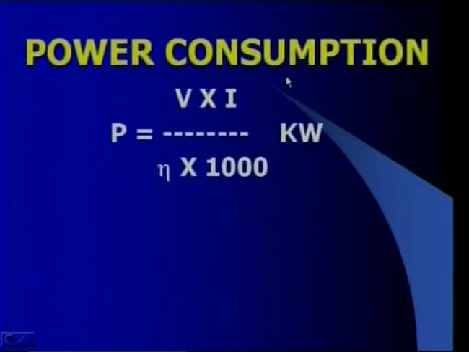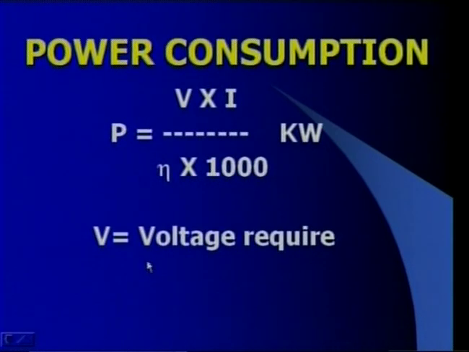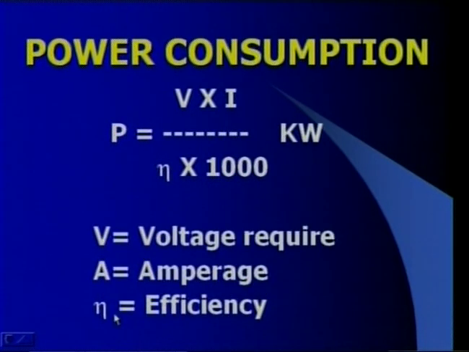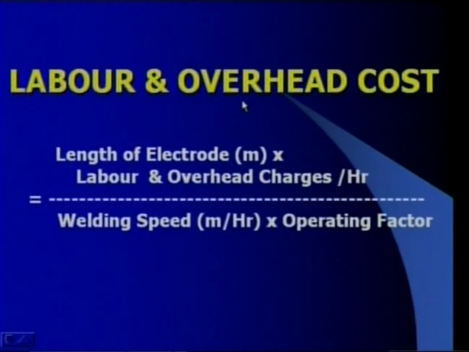In electric arc welding we are also going to see power consumption, how much power is going to be consumed. We are going to compute it with the help of this simple formula. Power is equal to voltage into amperage divided by efficiency into 1000, which gives us kilowatts, where V is the voltage required, I is the amperage, and eta is the efficiency required for that machine.